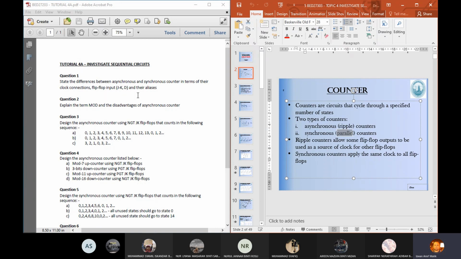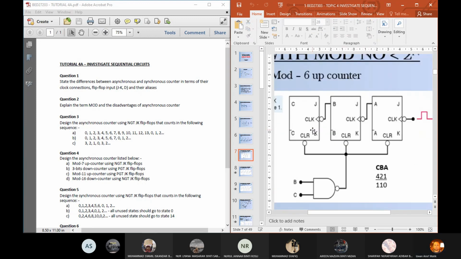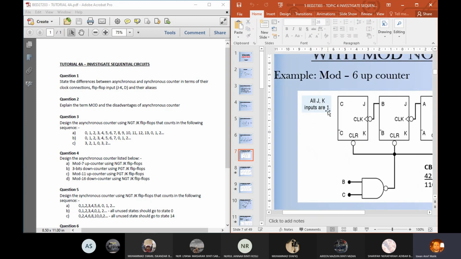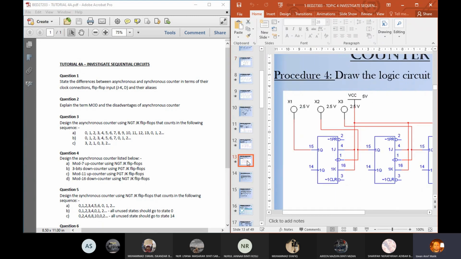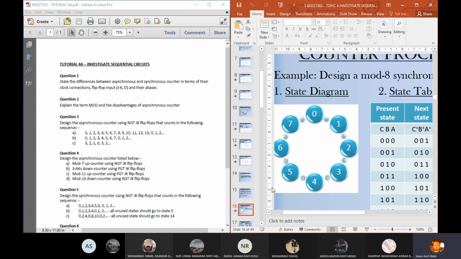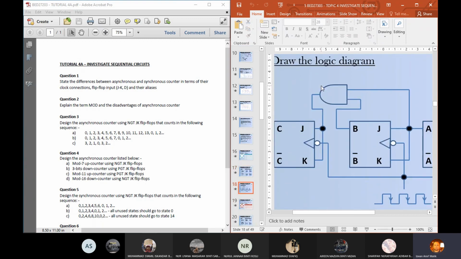Flip-flop input JK or D or T, whatever types of flip-flop we use. Normally we use JK. So for JK, if we look at synchronous, all J, K inputs are 1. So all JK inputs are connected to 1. For asynchronous, we haven't learned this yet, but we can look at the notes. J and K do not come from 1, they come from the output of this gate.